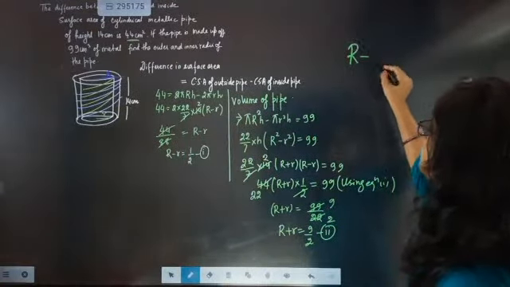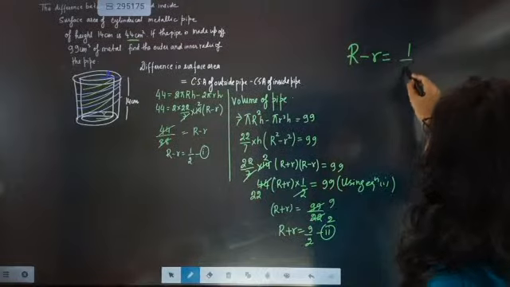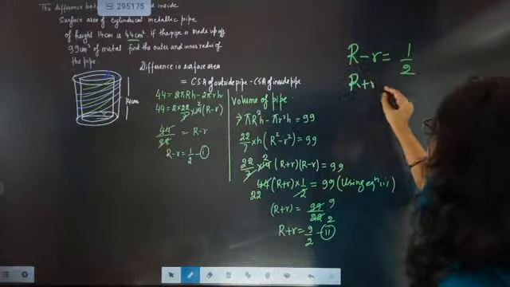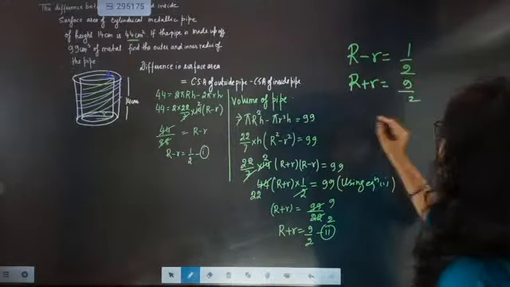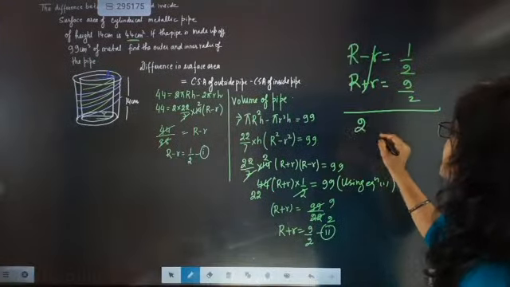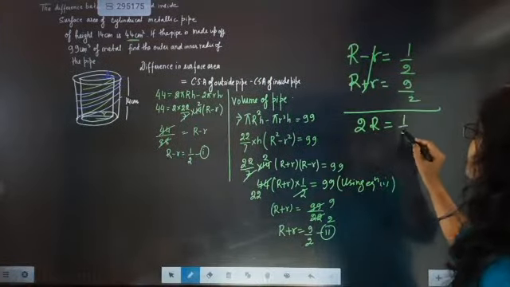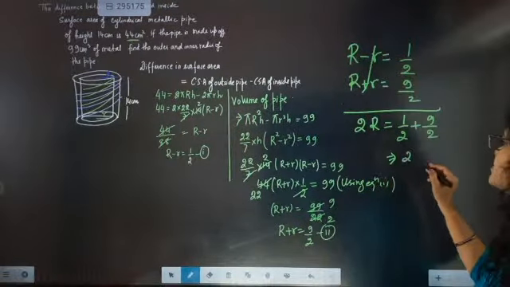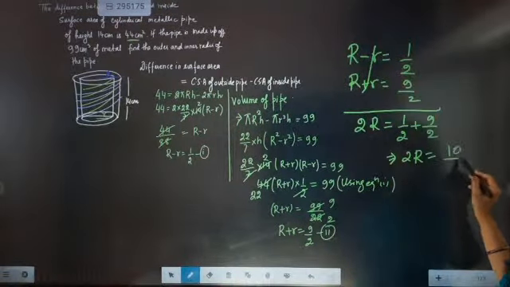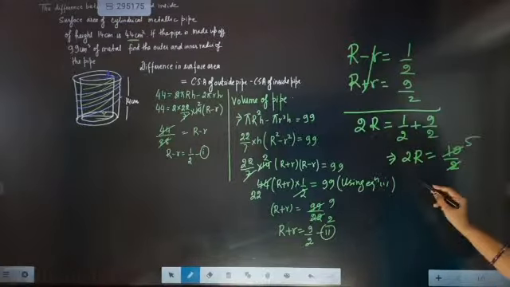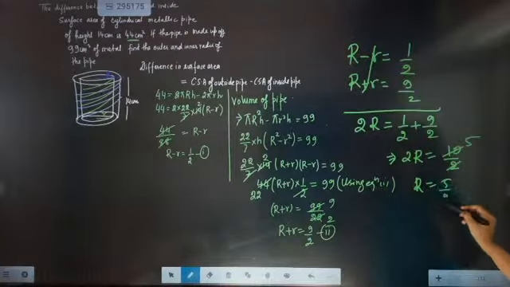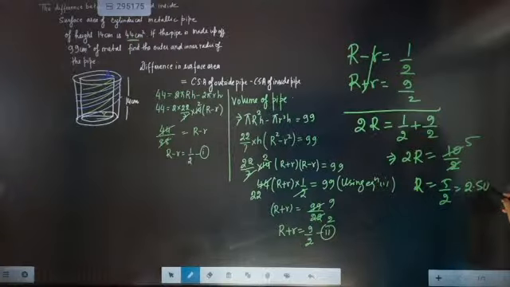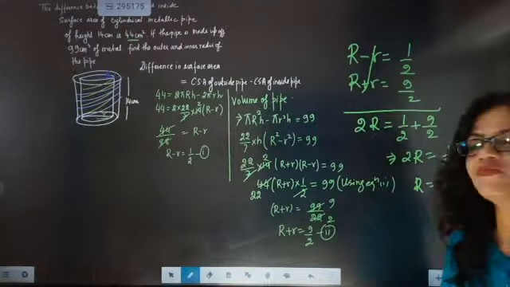So R minus r equal to 1 by 2, R plus r equal to 9 by 2. So now this and this will get cancelled. 2R equal to 1 by 2 plus 9 by 2. So it is exactly going to come as 2R equal to 10 by 2. So it is coming as 5. So R will be 5 by 2, that is 2.5 centimeter. So capital R is coming as 2.5 centimeter.